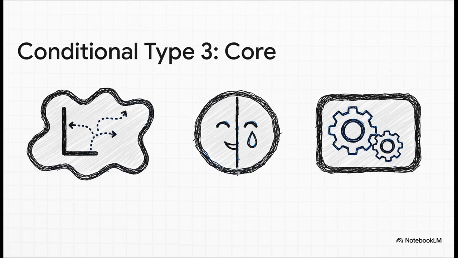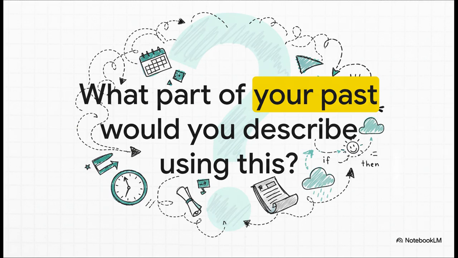See, it's not just some boring grammar rule. It's a really powerful way to talk about some complex human emotions. And that's our look at Conditional Type 3. You now have this amazing tool for exploring the past. So the real question is, what if from your own life are you going to describe with it first?